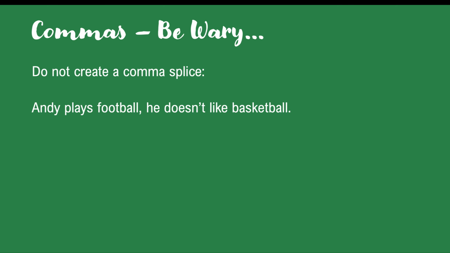It needs either a coordinate conjunction: for, and, nor, but, or, yet, so; a subordinate conjunction: Although Andy plays football, comma, he doesn't like basketball. Or you can use a semicolon to connect two sentences. And I like to think of the semicolon working like a comma with the word and. All right? But you can't use just a comma.